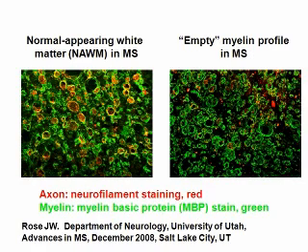In contrast, on your right, from some MS patients, you can see myelin sheaths that lack axons. This is the so-called empty myelin profile. This suggests that in some MS cases, the lesion can develop from the inside axons to the outside myelin sheaths.